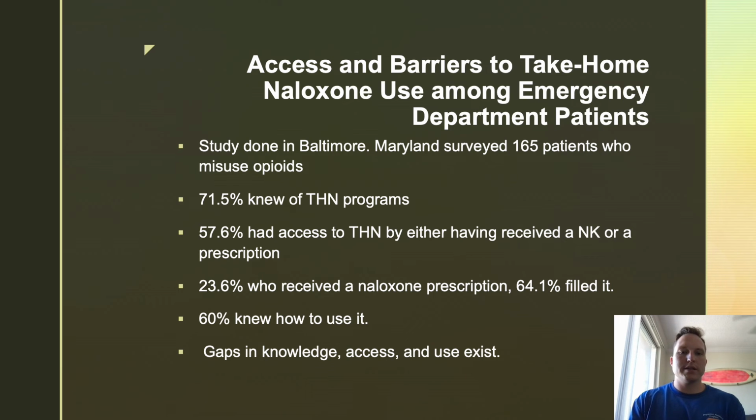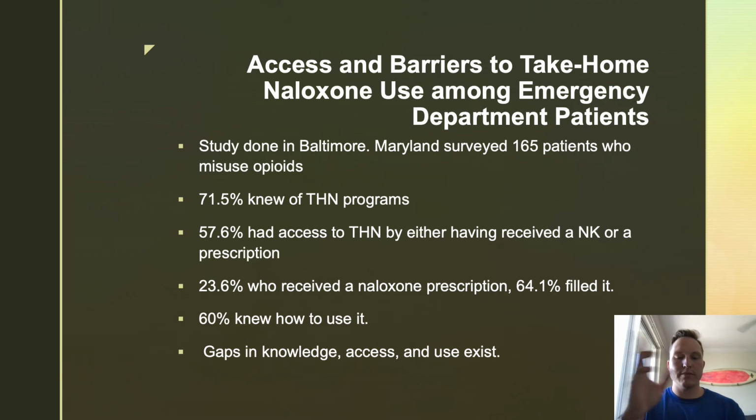So this is a study done in Baltimore, and it talked about the access and barriers to take-home naloxone. They took 165 patients from the emergency department who misused opioids. Basically 71% of them knew about take-home naloxone, but only 57% had access to it or even had a prescription for it. And of the people who received a prescription, only 23% actually got one, and of that 23%, only 64% actually filled it.